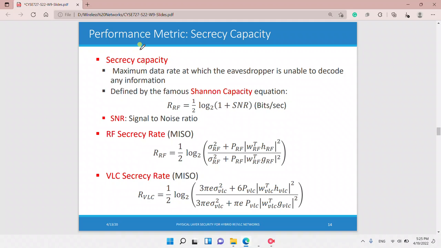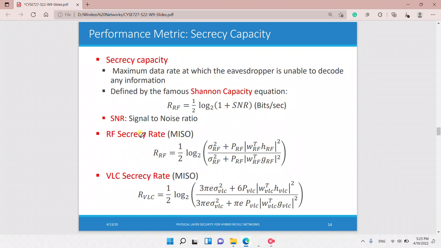So we have an equation for the maximum data rate that we can send without the eavesdropper being able to know it. It's half log base 2 of 1 plus the SNR, bits per second. So apparently, according to this equation, it depends on the signal to noise ratio.